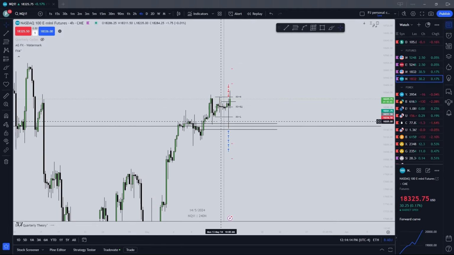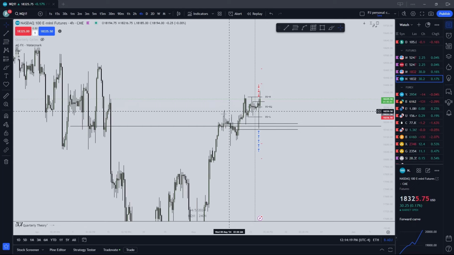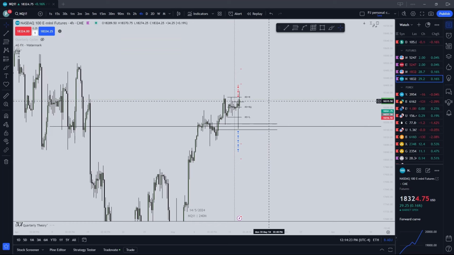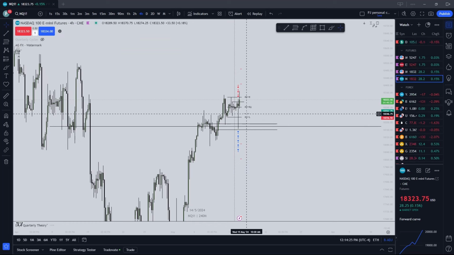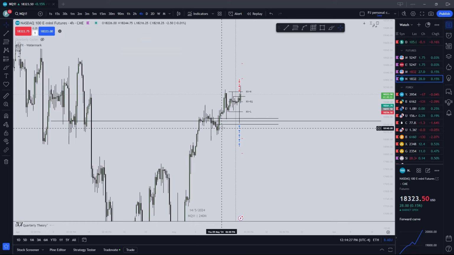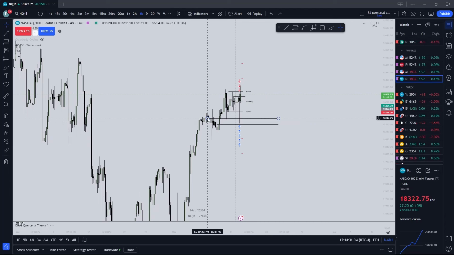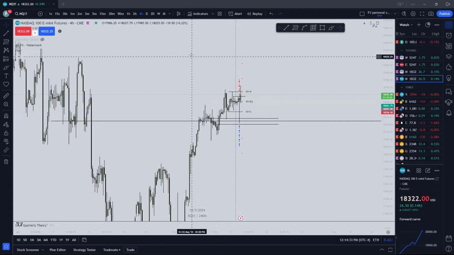Obviously, you have to have some way of knowing that this market structure isn't real. How do we know it's real? Well, we're using our higher time frame bias, knowing we're bullish, just looking for a lower time frame retrace. We have a 4-hour order block here, indicated through this line, as well as our daily order block, indicated with this line.